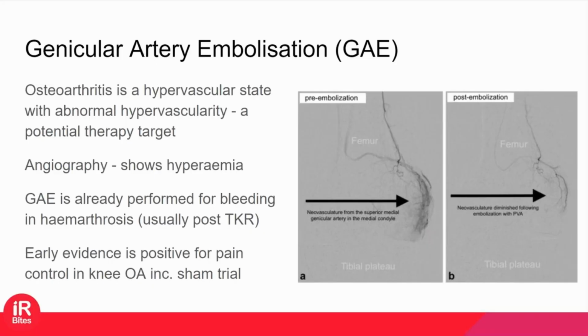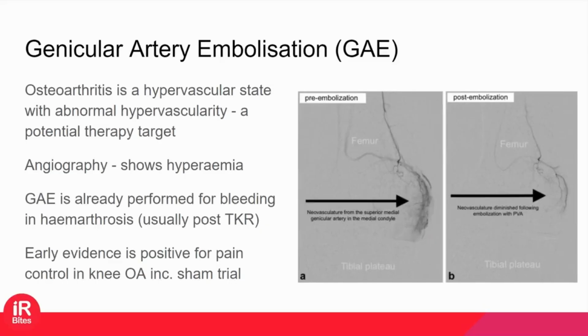Genicular artery embolization is not a new procedure. It already happens. Like if someone bleeds a lot after a knee replacement, they do this procedure to stop the bleeding. So it's not like it's a completely new crazy procedure. We always do it for bleeding. But this is a new indication because we've seen that there are abnormal vessels to target.